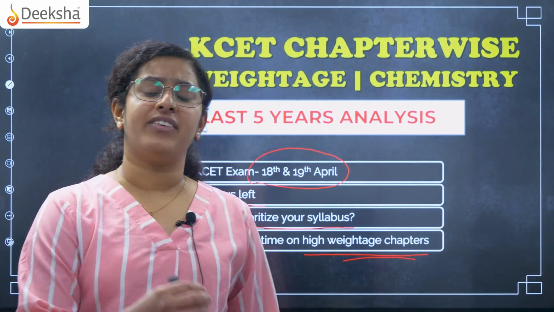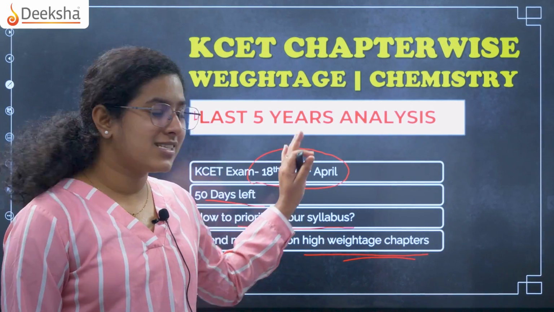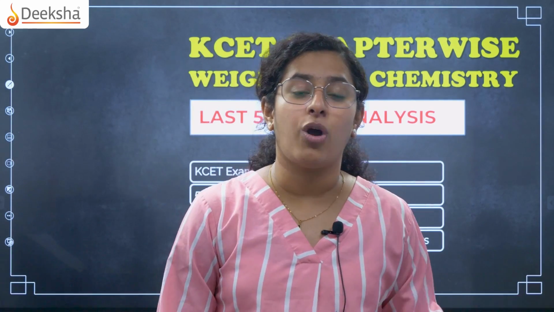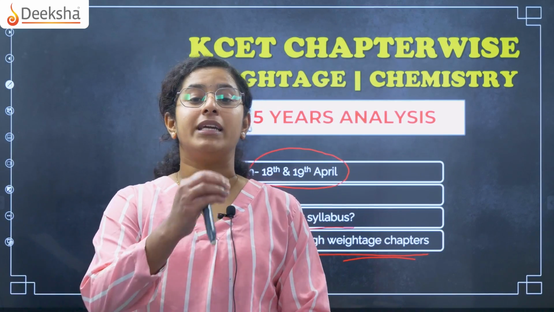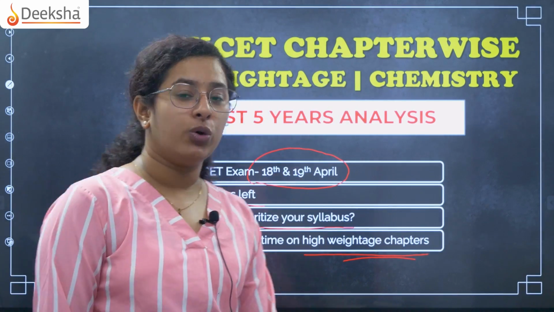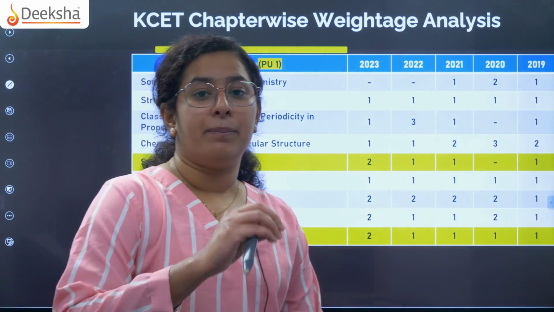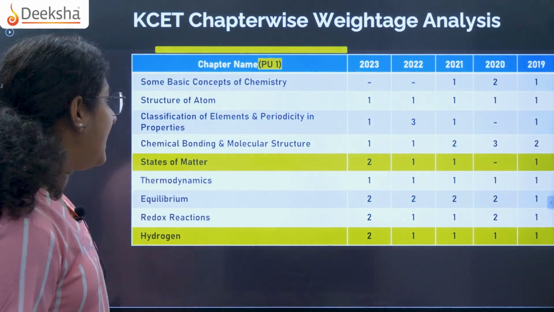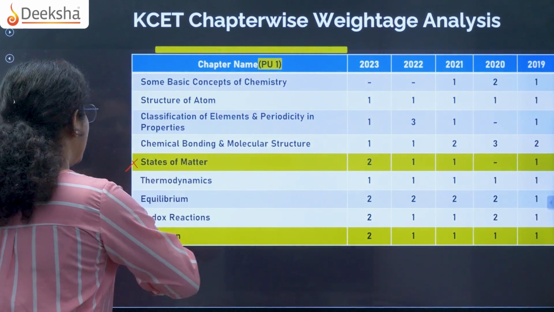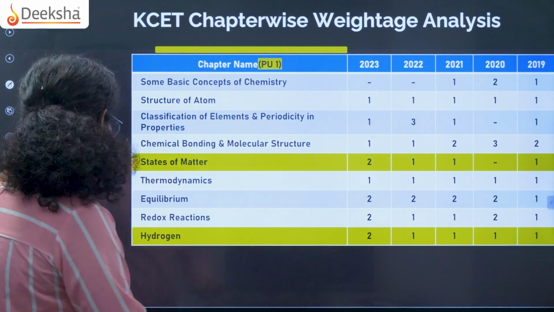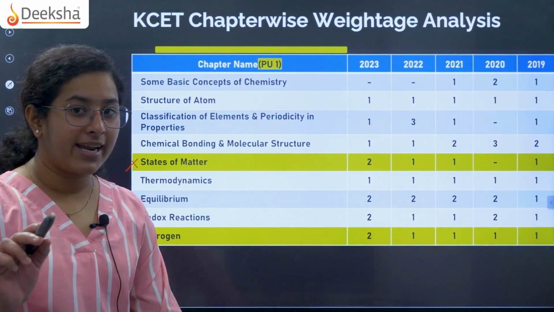So how can you identify those high weightage chapters? For that, we have prepared a last 5 years analysis of your previous year chemistry papers. So without delaying, we can start with the PU first year chapters. And remember, these yellow highlighted chapters are already deleted from your updated NCERT.